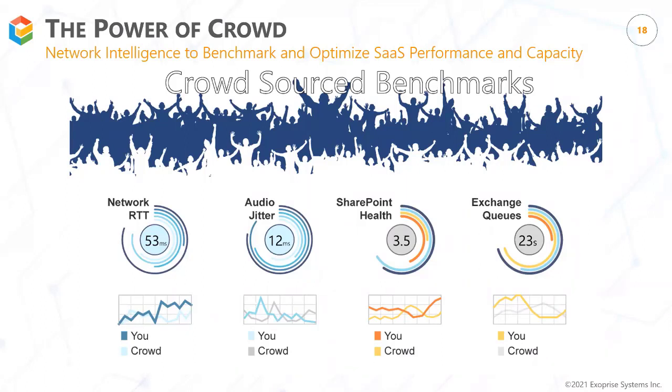So you can compare your network round trip times to any customers within our platform, the anonymized aggregate, and you can tell whether or not you need to make improvements to your network latencies, or whether or not your jitter is worse and how that might affect a Teams audio video conference. Same thing for SharePoint Health scores or Exchange mail queues and the hygiene. So this is how some of our customers are using it. They're using it to compare and make improvements.